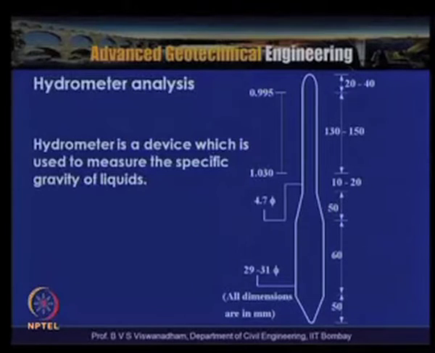Hydrometer is a device which is used to measure the specific gravity of liquids. As you see in this slide, you have a hydrometer with the dimensions in millimeters, and it has a stem and a bulb at the bottom. This is used basically to measure the specific gravity of the soil suspension. So, with this it is possible to measure the specific gravity from time to time. As the soil settles, the specific gravity can be assessed.